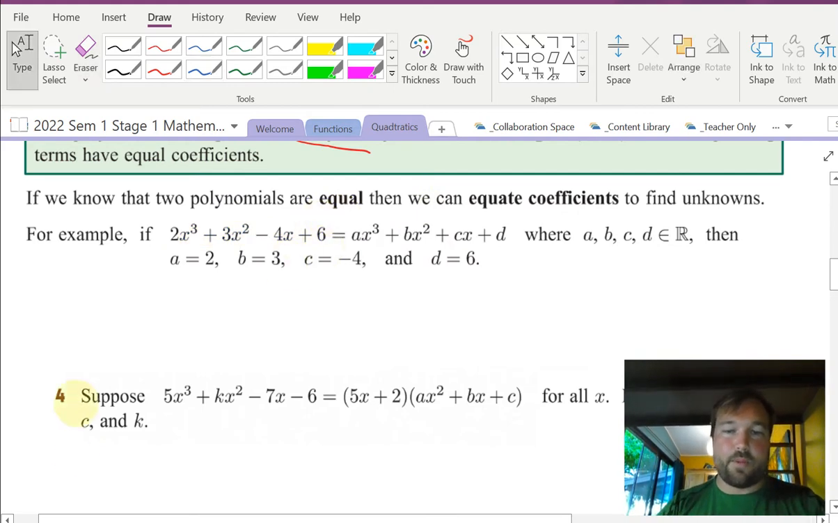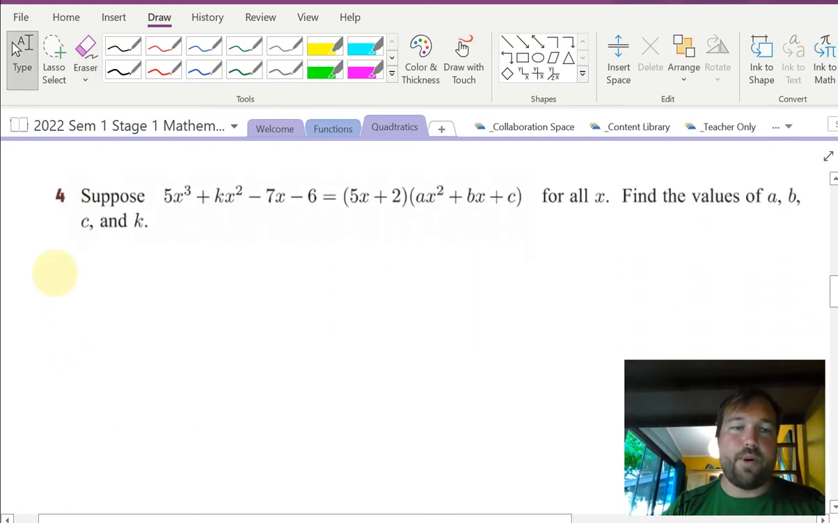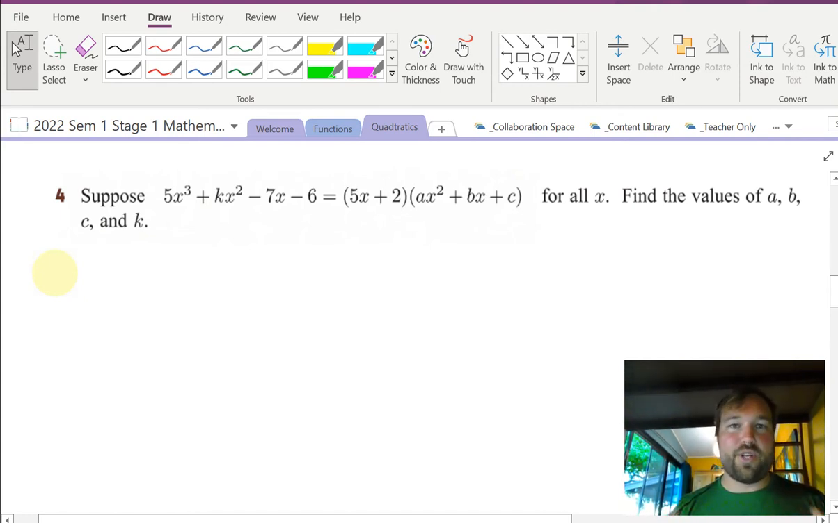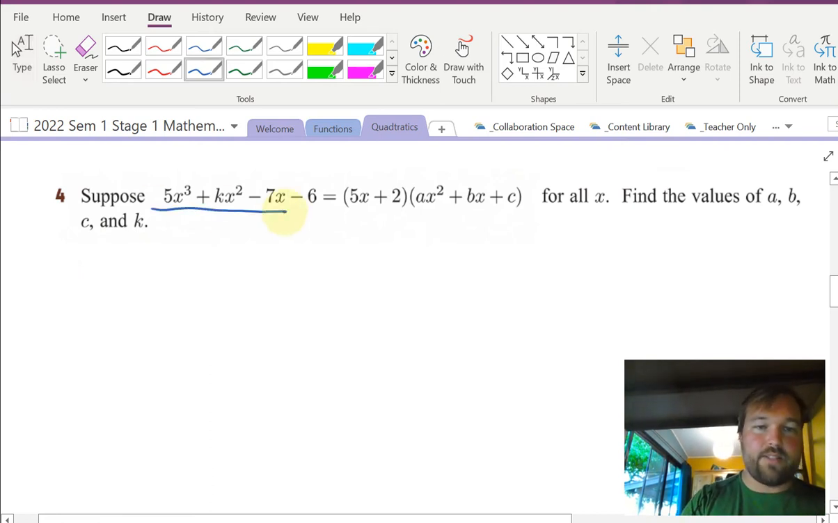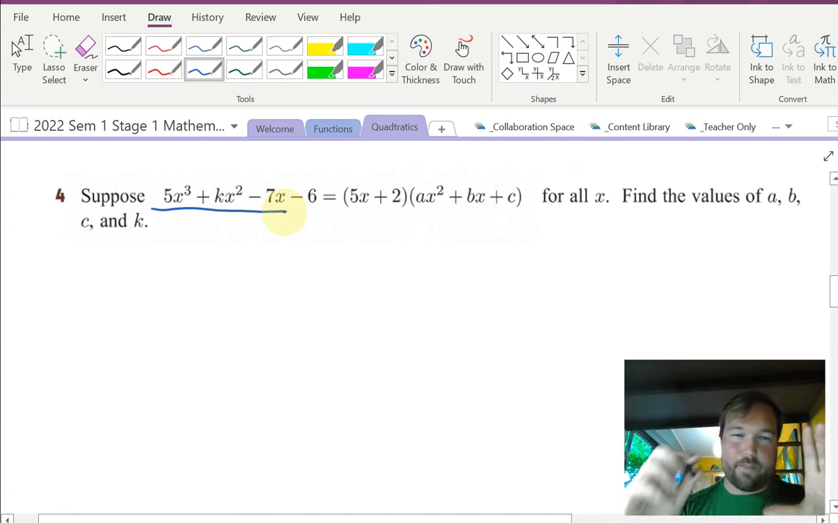So that leads to problems like this one. Suppose 5x cubed plus 5kx squared minus 7x minus 6 equals this for all x. Find values of a, b, c, and k. Alright, basically your plan here is to get them in general form. General form looks like this, from highest power down to lowest, listed out like that. If it's like that on both sides, it's quite easy to pick them off.